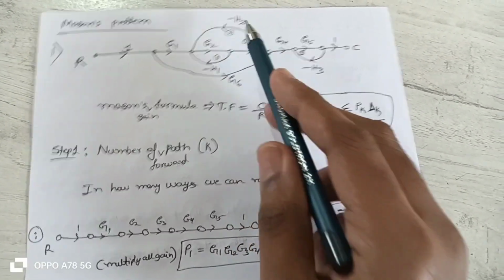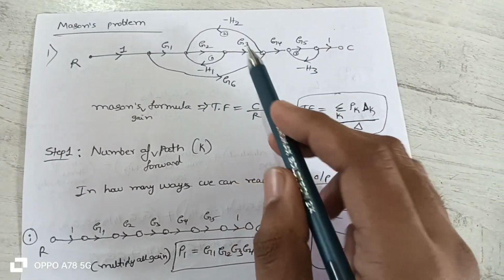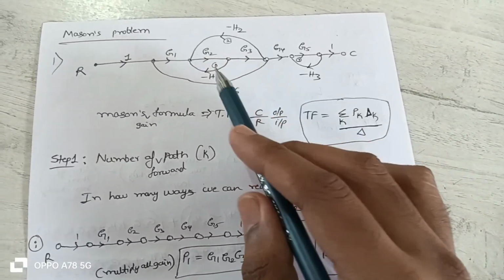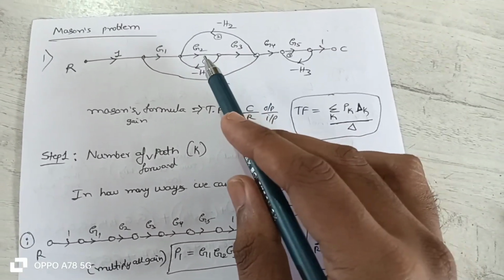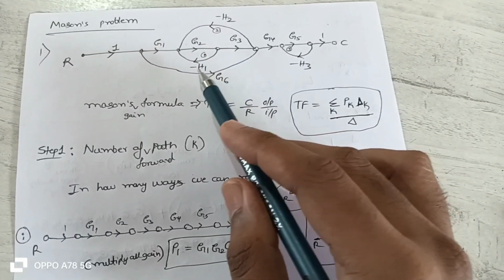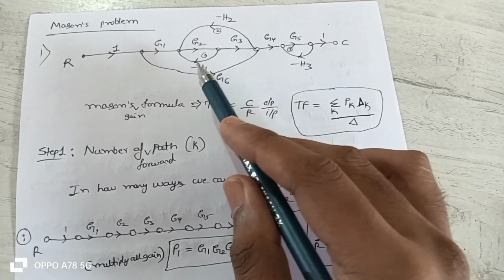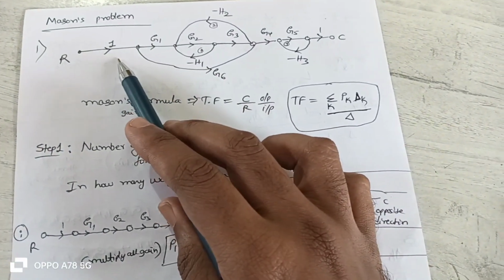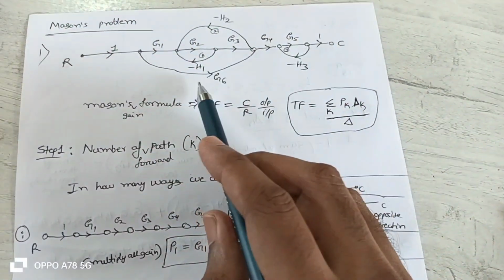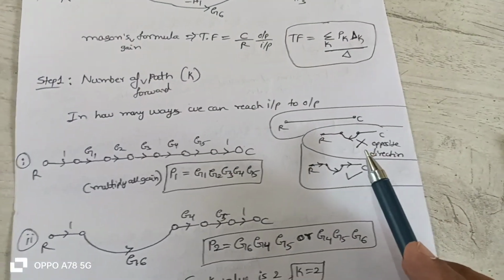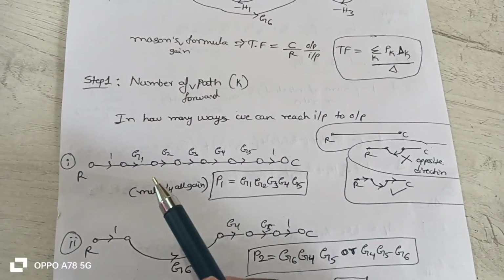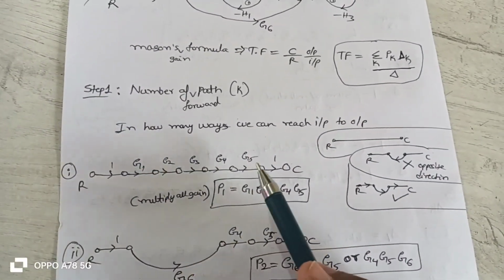This and this, which are minus H1, minus H2, and minus H3, these three are in the negative or opposite direction. It is feedback in the negative direction, but we are traveling from here to here. So the opposite direction you cannot consider. From that you can write like this.